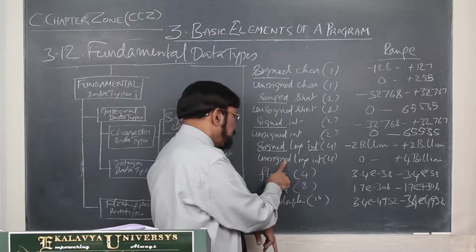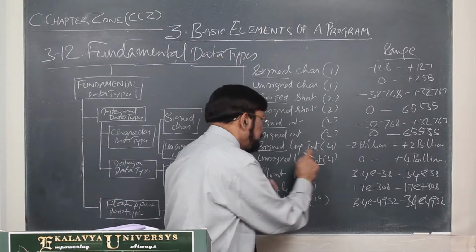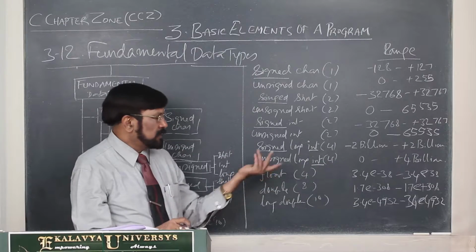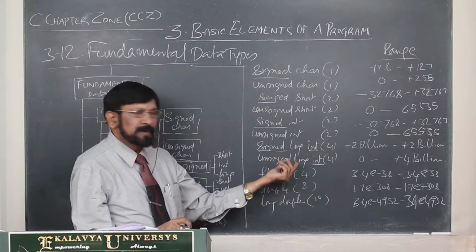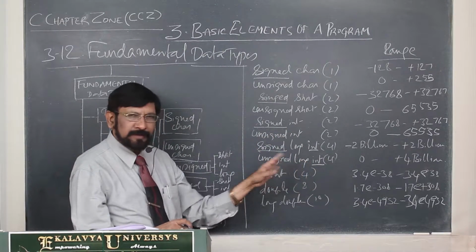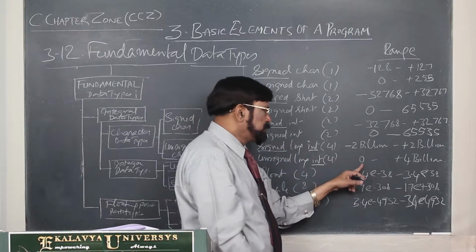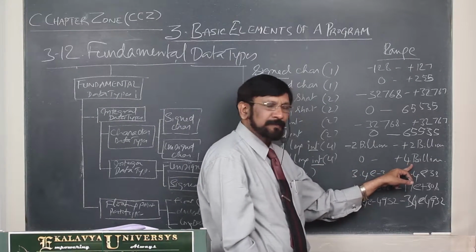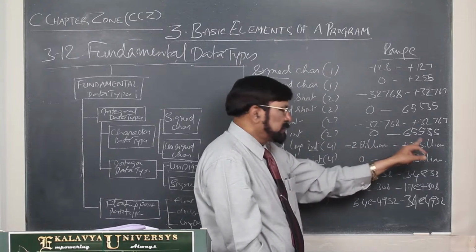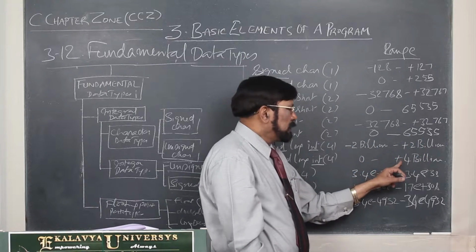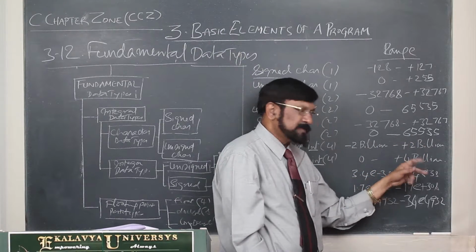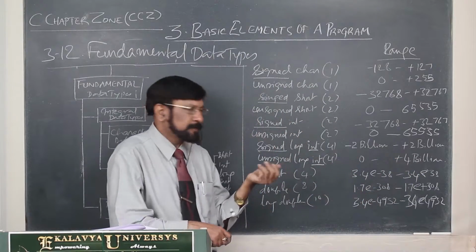As far as unsigned long int, unsigned is compulsory, int is by default. If you want to write unsigned long or unsigned long int, both are okay. Now 0 to 4 billion here, minus 2 billion to plus 2 billion here, plus 4 billion. Billion means 100 crores.